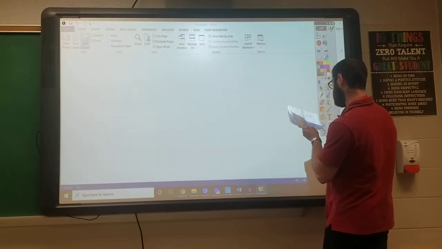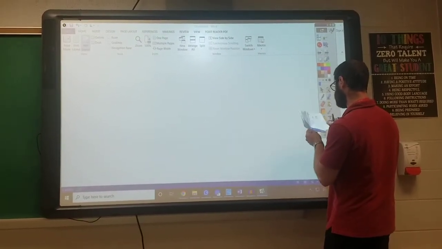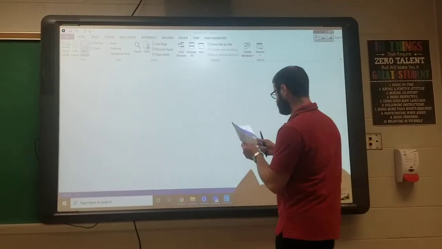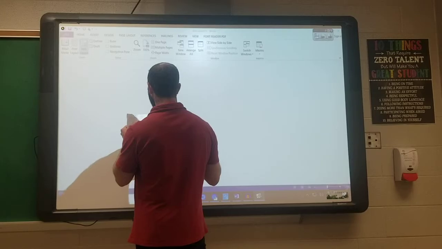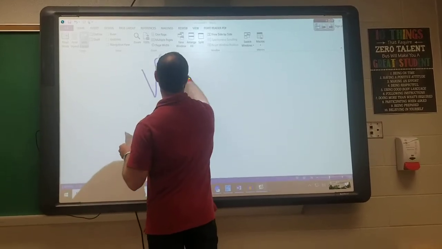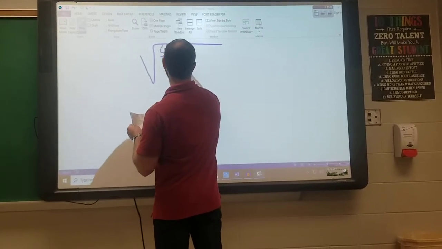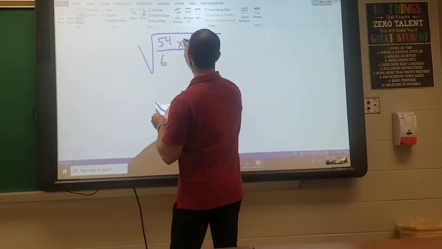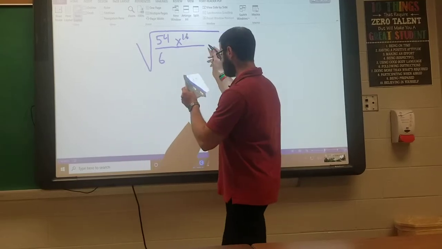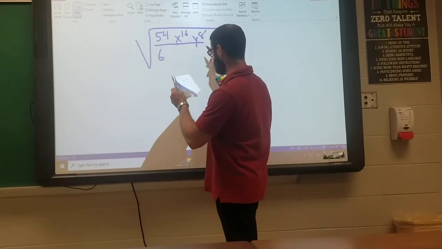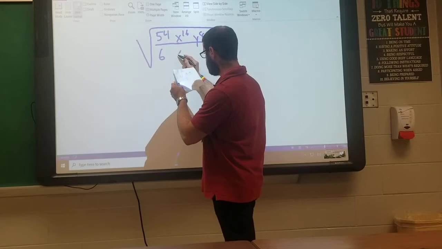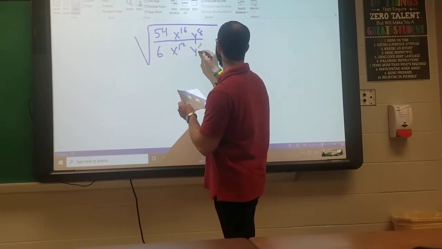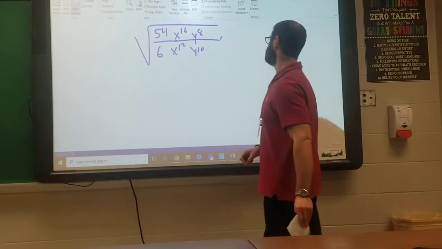Let's look at another one here. So, let's say I have a big square root. Let's say I have 54 x to the 16th, and then y to the 8th on top, and I have 6x to the 12th, and y to the 10th on the bottom. I'm taking the square root of all that.